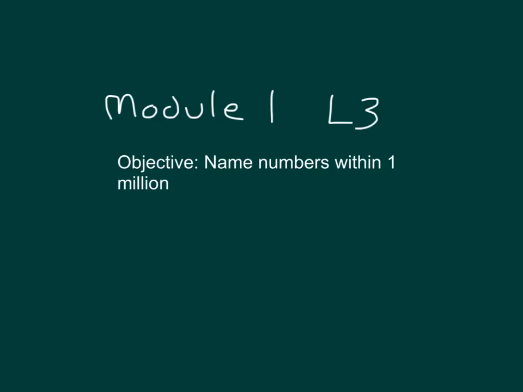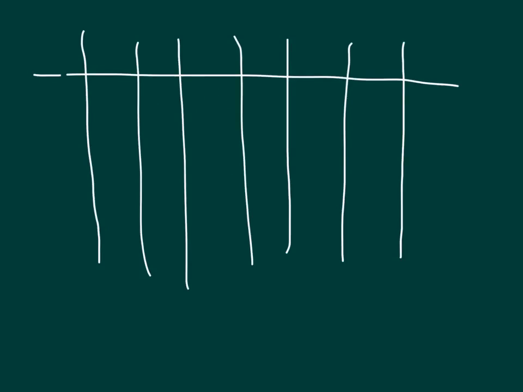The objective today is to name numbers within 1 million by building understanding of the place value chart and placement of commas. Let's start by labeling a place value chart. So we have this place value chart.